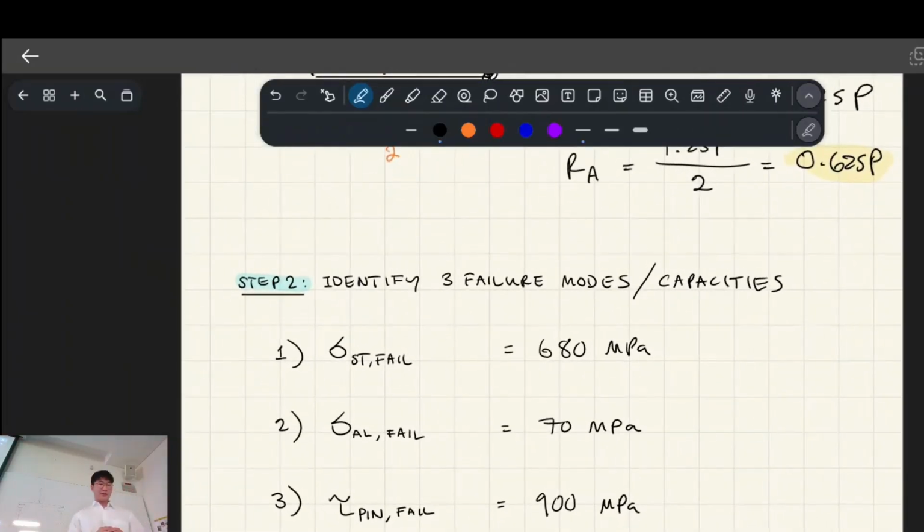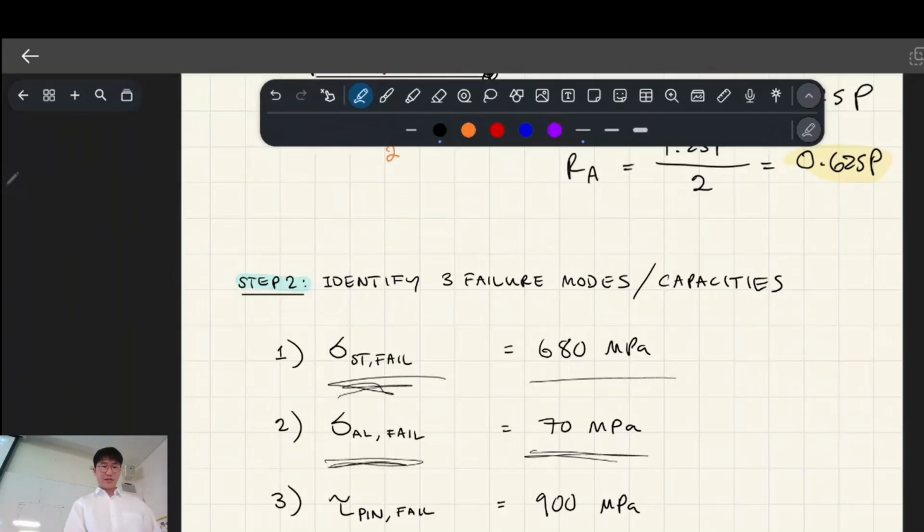So this is given in the question. We know that the amount of stress before failure in the steel is 680 MPa. We know that the amount of stress in the aluminium before it fails is 70 MPa, and we know that the amount of stress, specifically shear stress, in the pin is going to be 900.